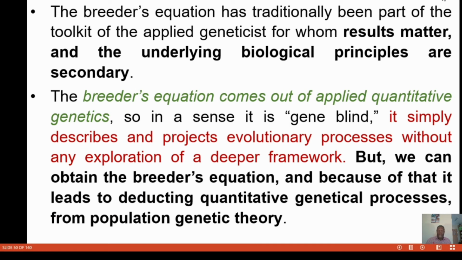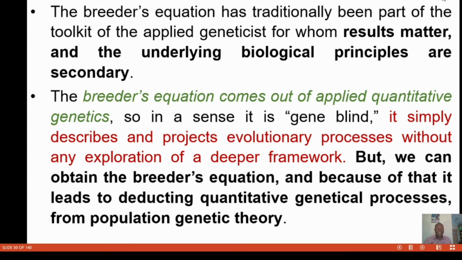So here, the breeder's equation traditionally has been part of the toolkit of the applied geneticist for whom results matter and the underlying biological principles are simply secondary. The applied geneticist in this case is the plant breeder. The breeder's equation comes out of applied quantitative genetics, as you can see. So in a sense, it is gene blind. It simply describes and projects evolutionary processes or the response to selection without any exploration of a deeper framework.